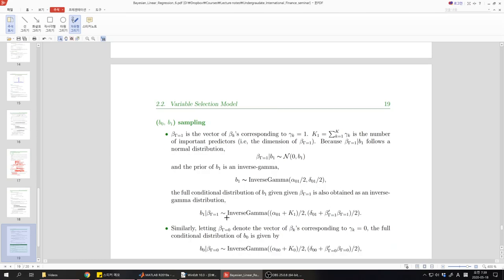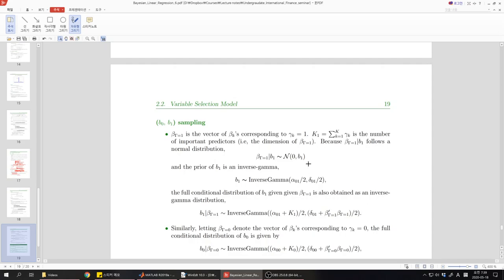And according to the formula for sampling B1, this is alpha 01, this and before, plus the sample size. How many samples? We have K1 samples. K1 is the number of gamma k's equal to 1, right? So in the example, this is 5, and this is 15. And this term is delta 01 from here, and this term should be the sum of the squared residuals, right?